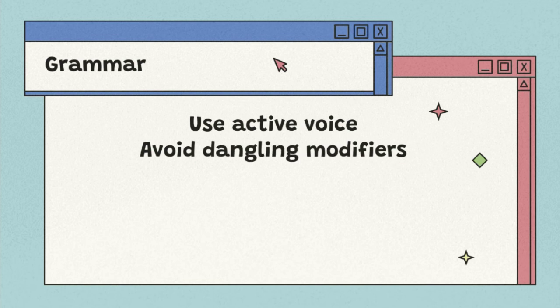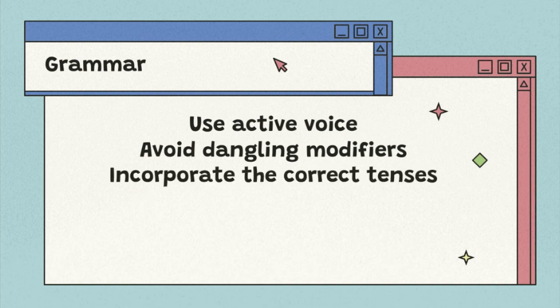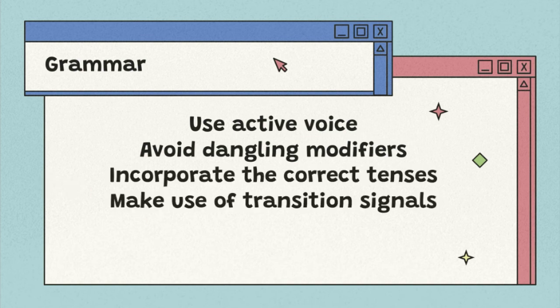Avoid dangling modifiers. Avoid confusion. Use the parts of speech properly. Incorporate the correct tenses. Make use of transition signals. Present your ideas cohesively using conjunctions or transition signals. It will create a good flow of your thoughts and observations.